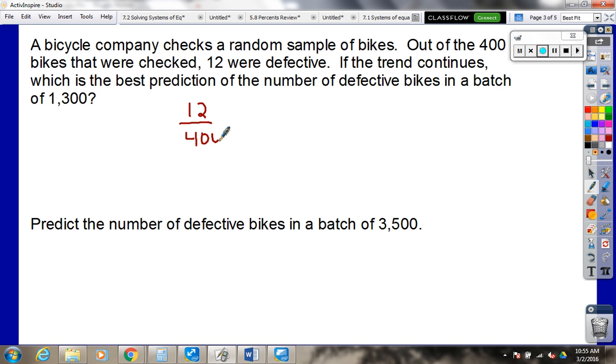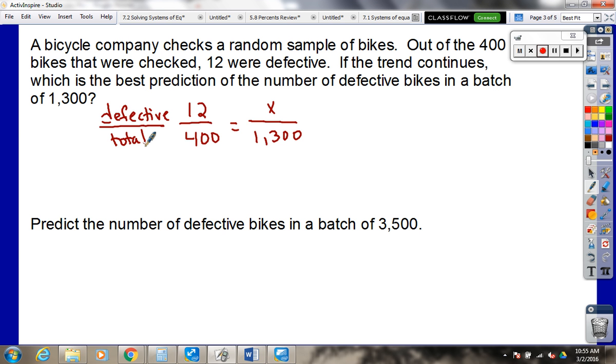Good. Good. So we have how many were defective out of the total as our proportion, and then we're just going to solve the proportion. So this is experimental probability because someone checked the actual bikes. We know that 12 out of 400 were defective, but now we're going to find the total. We also did this in the last section where we did data and we made inferences about a population. That's what we're doing here. We're using probability to make an inference about the population.